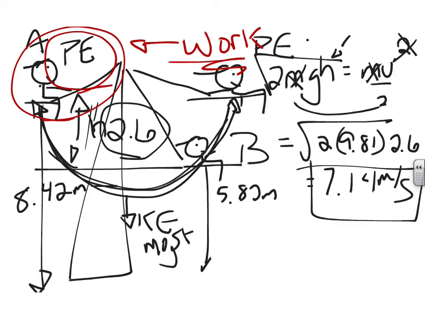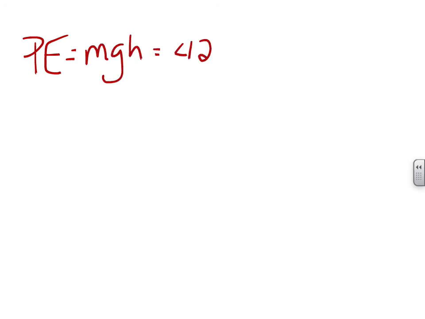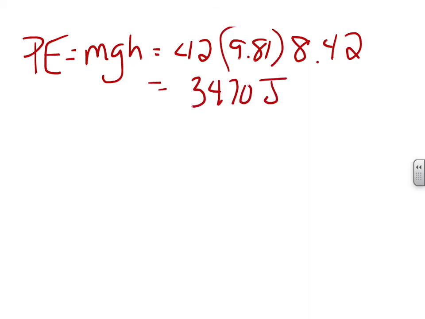Now, if somebody did work on her and changed that energy, then all we want to know is, how much work did they do? Well, how much energy does she have now? That's how much work was done. So up there, she has a certain amount of potential energy. That's just mgh. So her 42 kilogram mass at 9.81 is up 8.42 meters. If we work this out, we find out that it was 3,470 joules to get it all the way up that high. So Dad had to do a lot of work doing all that pushing.